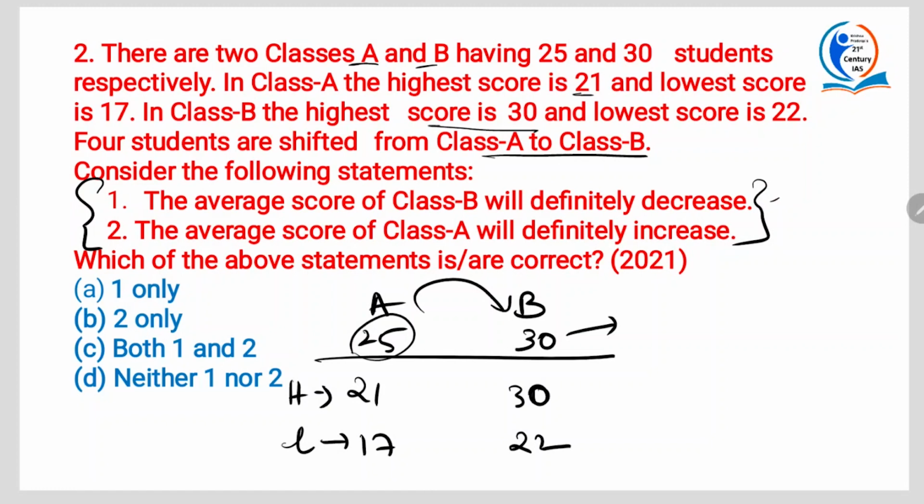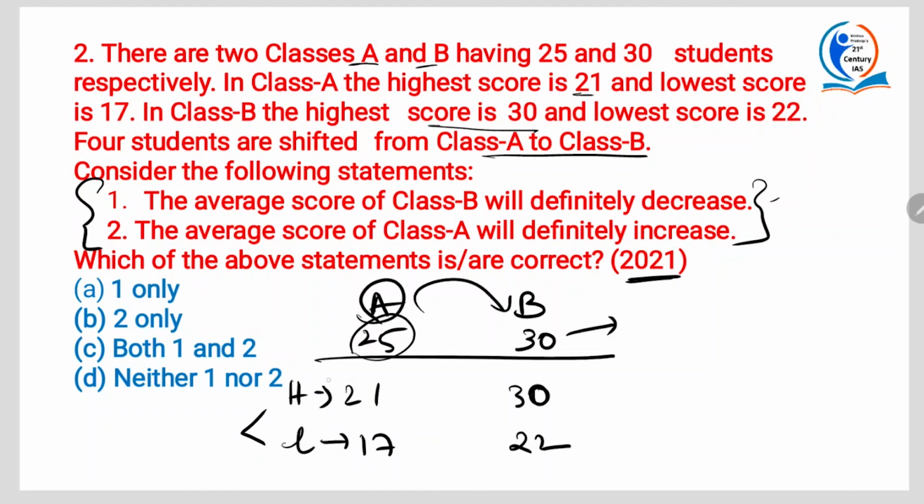Now you might think, madam, they've given only highest and lowest scores, and how will we tell about averages? This question is wrong. Actually, this question was given in 2021. At first instance, we'll get the same thought. However, on keen observation and using common sense, we can come to one conclusion. What is that? The average score of class A will lie in between 21 and 17 only.